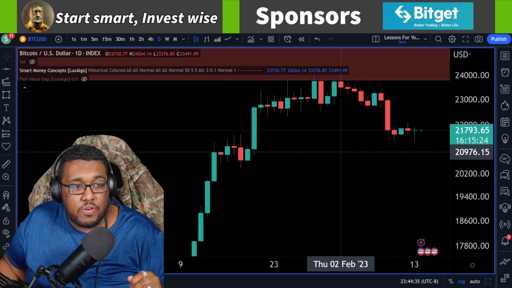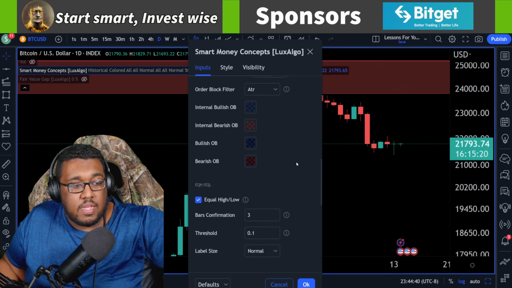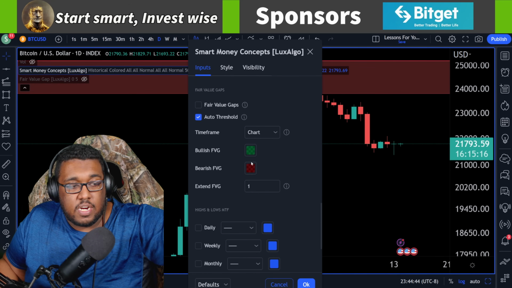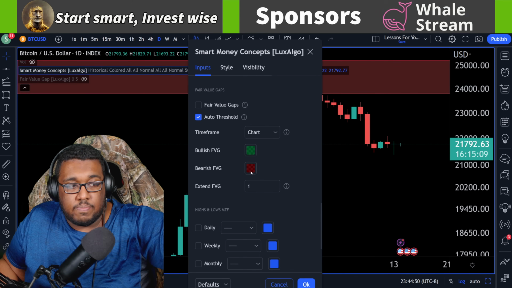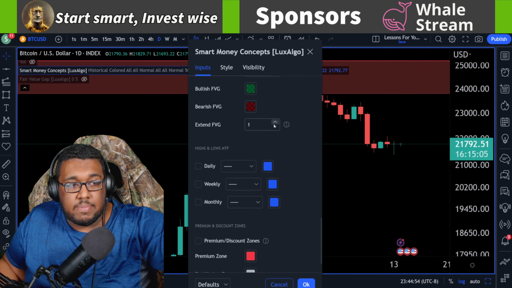Next, I'm going to hide that for now because I don't think we need to see the fair value gaps. We're going to go down a little bit more. If you guys want to, you can also change the colors and the time frame of the charts. I don't recommend changing the time frame. I'd leave it on chart. Bearish red, bullish green, perfectly fine. Extend the fair value gap. Sometimes if you guys want to, you can have this set between 1 and 3.